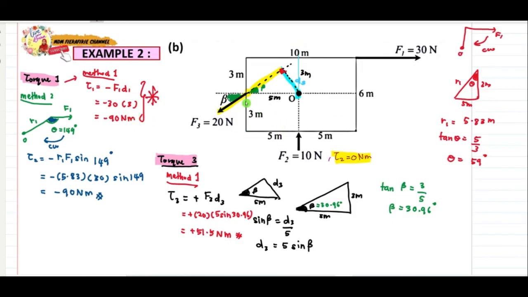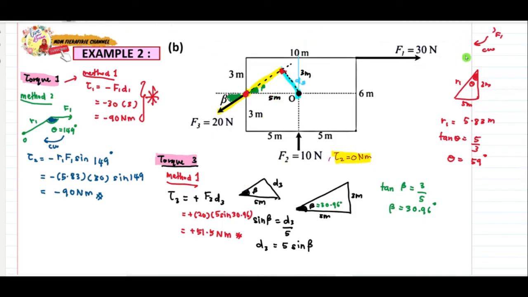Tapi untuk kali ini, when the force F3 exerted at this point, okay, kita nampak method 1, oh panjang juga caranya sebab you kena cari nilai D3 dan juga angle of beta. Boleh? Okay. Ataupun kita guna method yang kedua. Okay, macam mana kita nak cari method yang kedua?